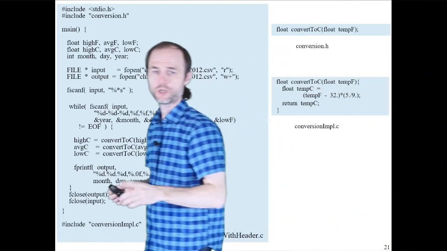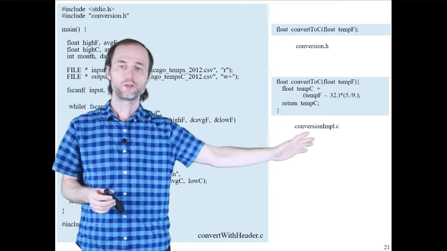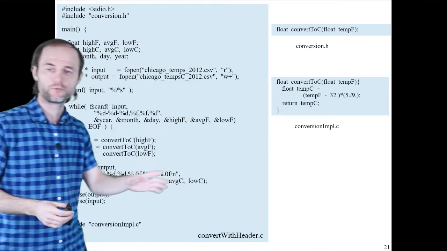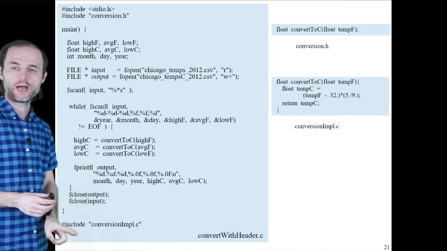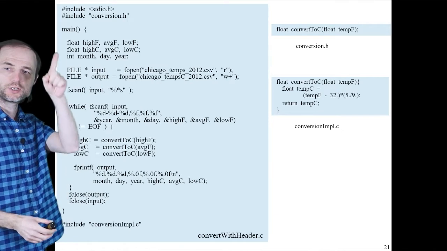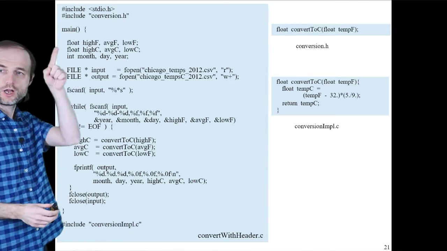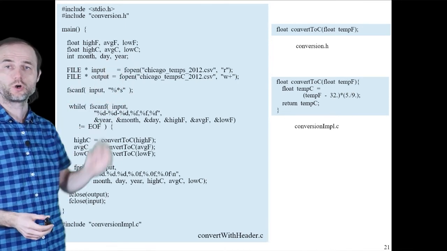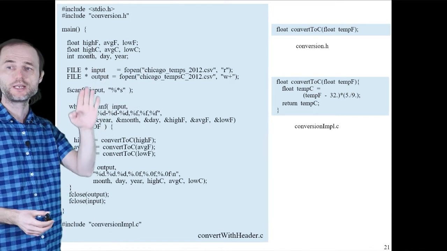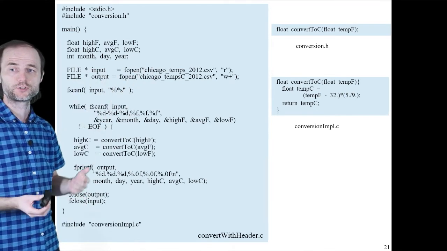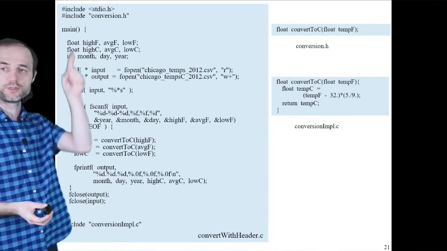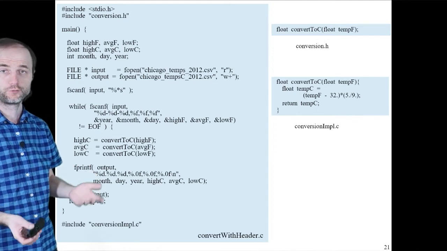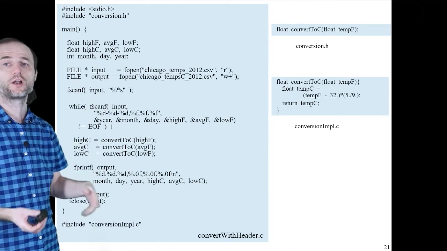The implementation of the function is sitting in conversion impl.c, the implementation of conversion, which we will, as before, include at the bottom of our C file. So let's take a look line by line what's going on here. First, we're going to declare the high, average, and low temperatures in Fahrenheit, the same for centigrade, and we will also declare the variables that hold the month, day, and year. The first two lines declare temperatures, and they are floating point variables, and then month, day, and year are integers.